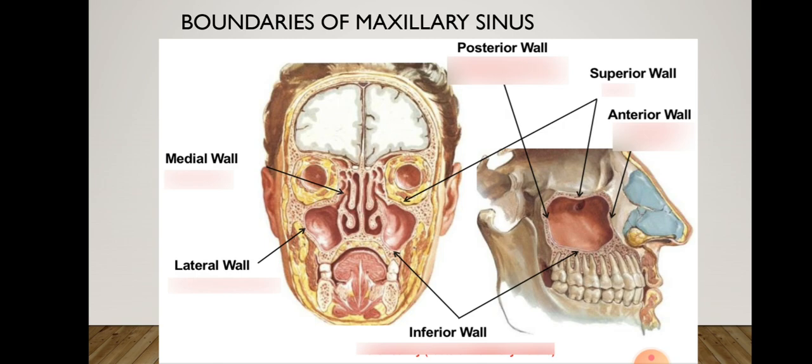And you have the boundaries of this maxillary air sinus. You have the anterior wall, which is formed by the maxilla; the superior wall or roof, which is formed by the floor of the orbit; the inferior wall or floor, which is formed by the alveolar and palatine process of the maxilla; and the posterior wall, which is related to the pterygopalatine and infratemporal fossa. The lateral wall is related to the zygomatic bone. The medial wall is related to the lateral wall of the nasal cavity. So these are the boundaries of the maxillary air sinus.